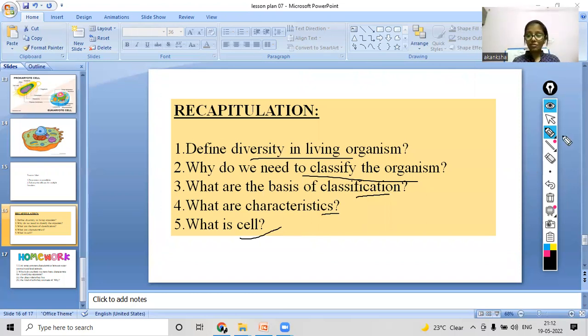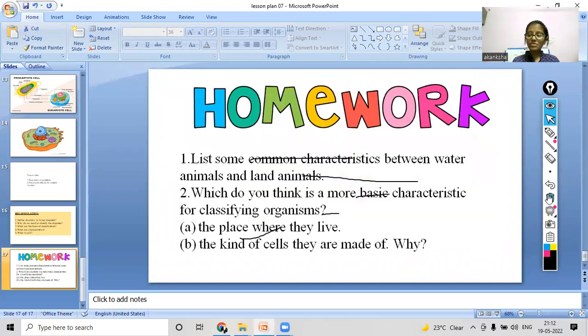So now we will move on to our homework part. So let's see the homework. In homework, there are some questions. You have to solve these questions and then your homework will be finished. Only 2 questions are there, right? If you have any doubt, you can ask in the chat box. We will clear it. And if not, then we will end our class here.